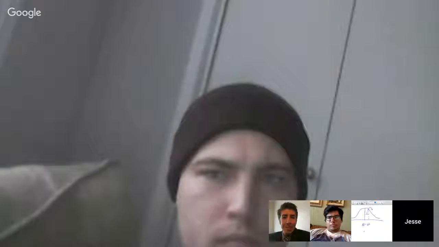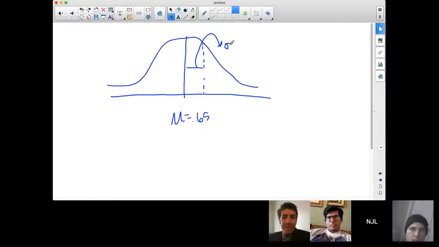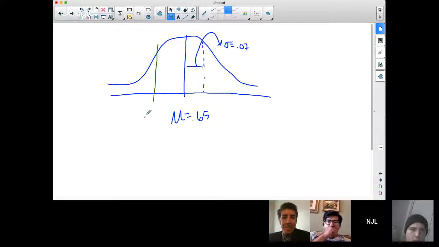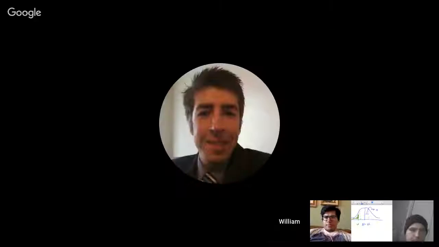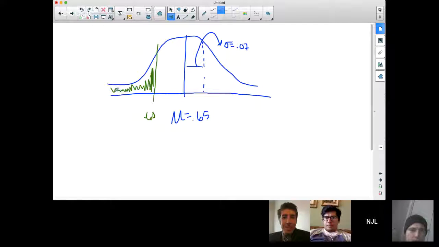So standard deviation is 0.07. And it's asking me what's the probability that somebody's going to have a protein level of 0.6 or less. It doesn't have to be perfect, but I know that 0.60 lives down here, and here's where all the 0.60 and less lives. Does that make sense? Okay, so I don't know how to find this area unless I've had some pretty advanced calculus.